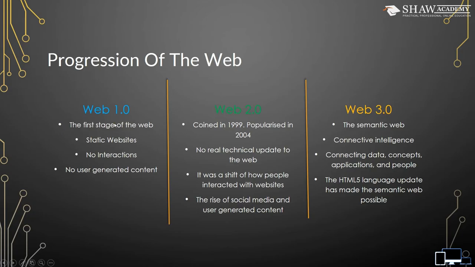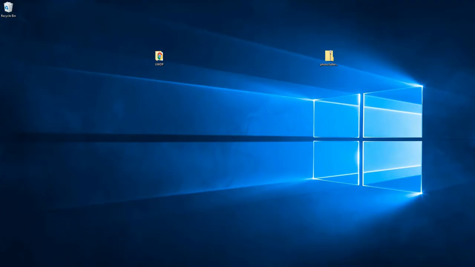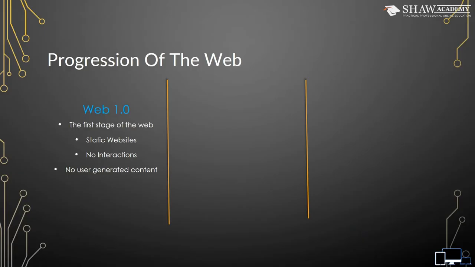So we have 3 stages of the web. We have Web 1.0, which was the first generation of the web. That was when we had these things called static web pages. Yes, so we had static web pages, we had no interaction, and we had no user-generated content.